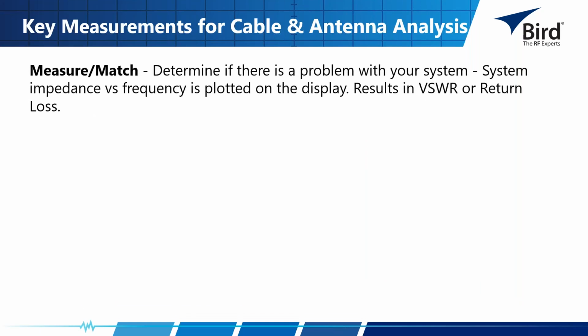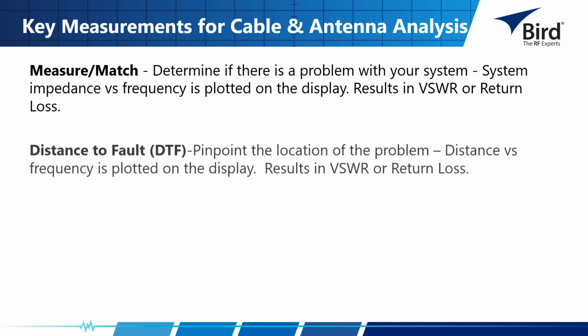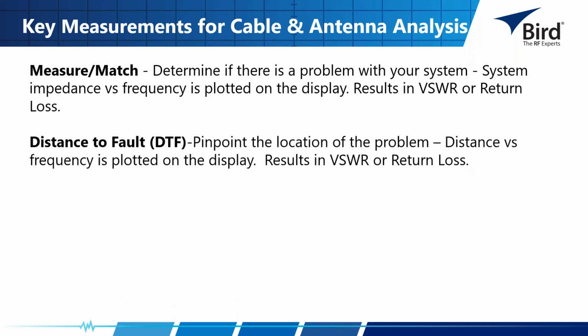So measure match, this is one of our key measurements for cable and antenna analysis. Measure match determines if there's a problem with your system. System impedance versus frequency is plotted on the display. The results are in VSWR or return loss. Distance to fault, or DTF, will pinpoint the location of the problem. Distance versus frequency is plotted on the display. And again, we get our results in VSWR or return loss.